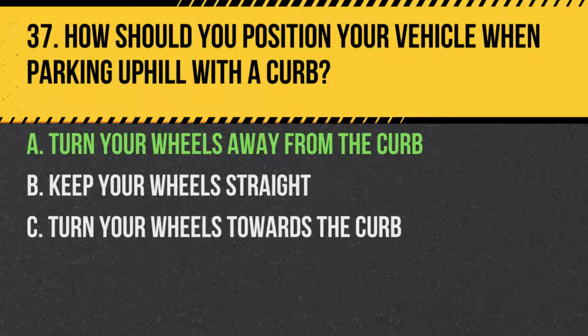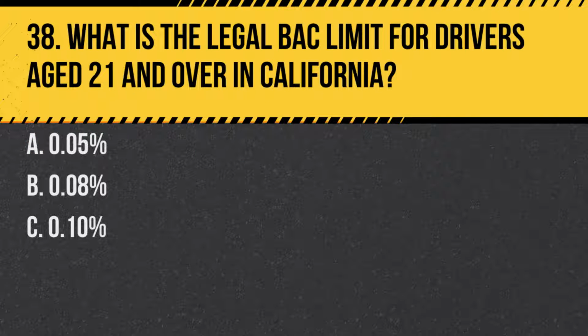Answer: A. Turn your wheels away from the curb. This ensures that if your car rolls, it will roll away from traffic. Question 38. What is the legal BAC limit for drivers aged 21 and over in California?